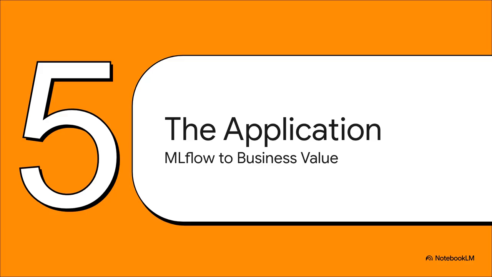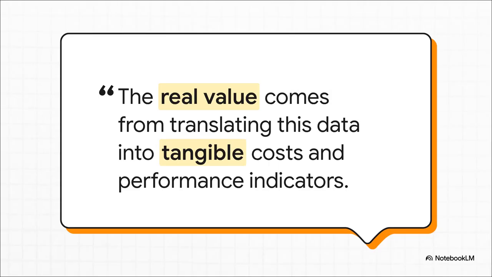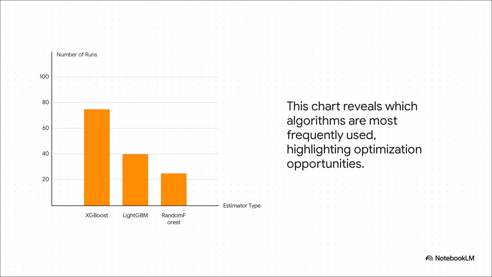Let's take a look at how a tool like MLflow can help you pull these business insights directly from your experiment data. Tools like MLflow track a ton of technical metrics, but their real power, their true value, is unlocked when you translate that raw data into the language of business, costs, and KPIs. A simple chart like this one can spark some pretty big strategic questions. We see here that XGBoost is our most used algorithm. It's super powerful, yeah, but it's also really expensive. This immediately makes you ask, hey, could a cheaper model work for some of these tasks? I mean, that's a huge potential cost saving right there.